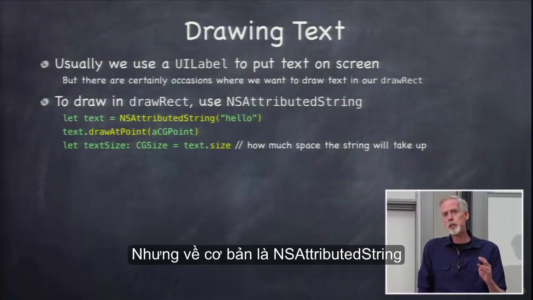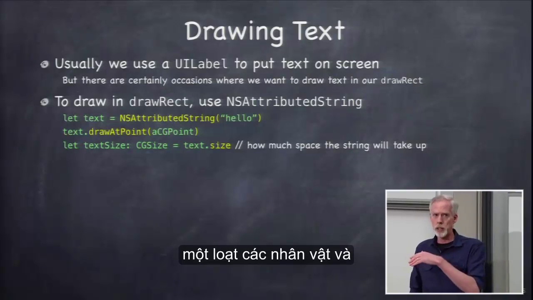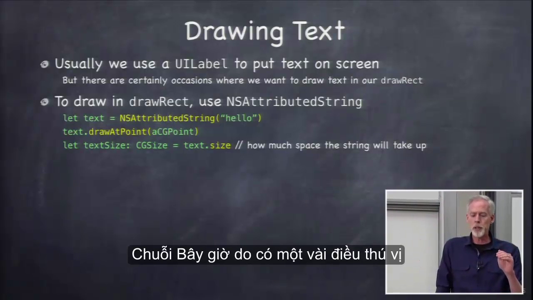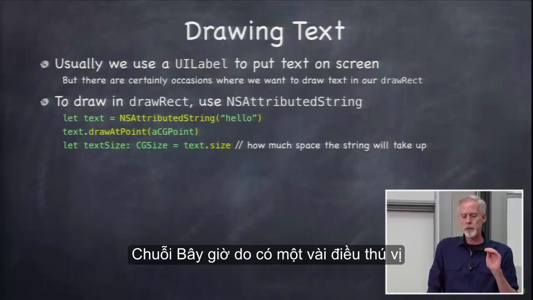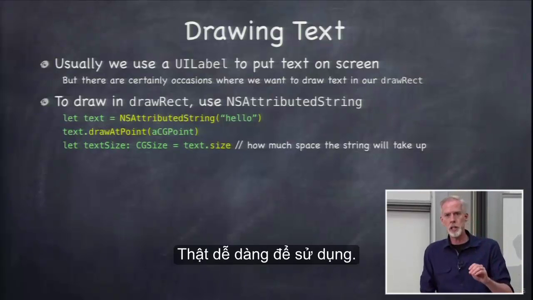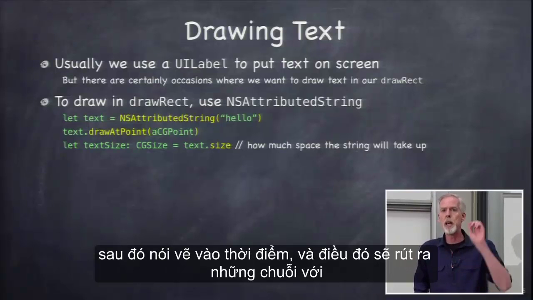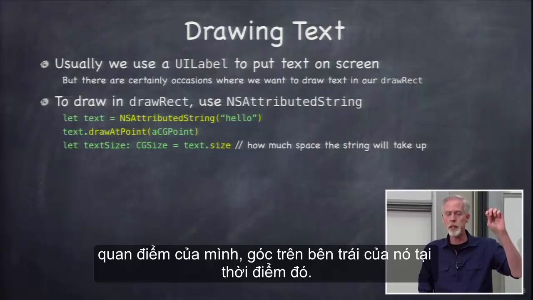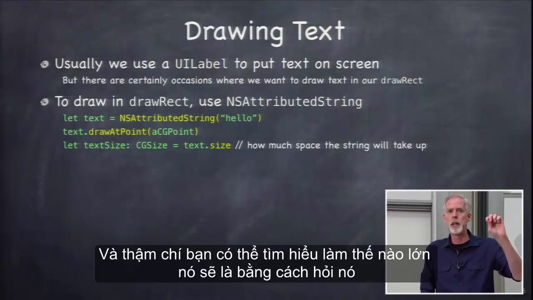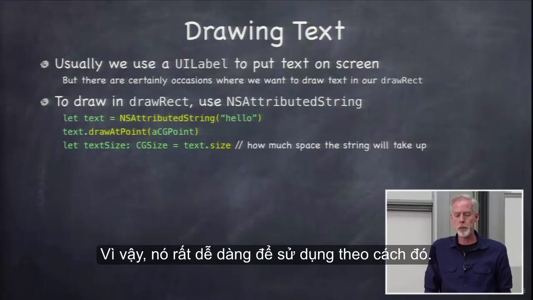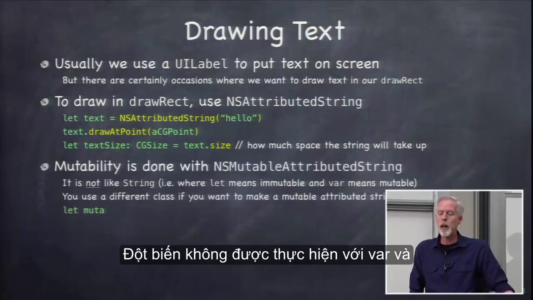But basically, an attributed string is a bunch of characters and some attributes on those characters. Now, attributed string has a couple of interesting things about it. It's easy to use. You can just create it, pass it a string, and then say draw at point, and that will draw the string with its upper left corner at that point. And you can even find out how big it's going to be by asking it the size of this attributed string. So it's pretty easy to use in that way.